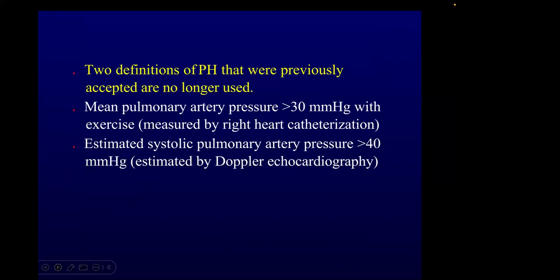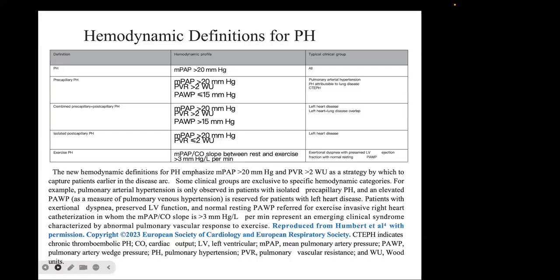Two definitions of pulmonary hypertension that were previously accepted are no longer used: mean pulmonary artery pressure more than 30 mm of Hg with exercise, and estimated systolic pulmonary artery pressure more than 40 mm of Hg estimated by Doppler echocardiography. Before that was right heart catheterization. Hemodynamic definition for pulmonary hypertension.